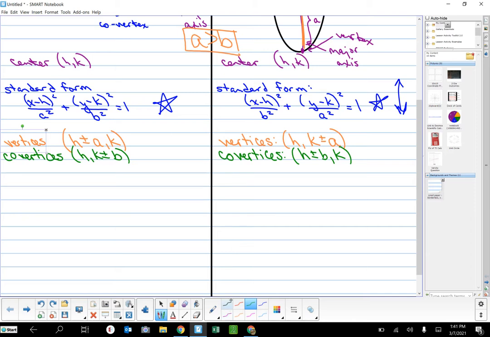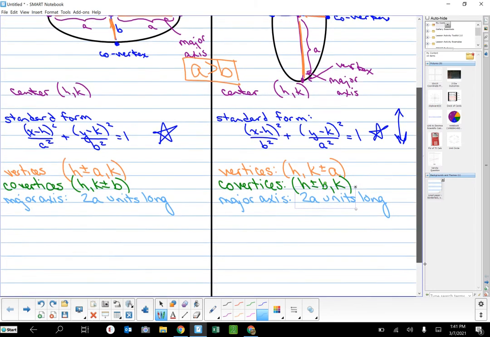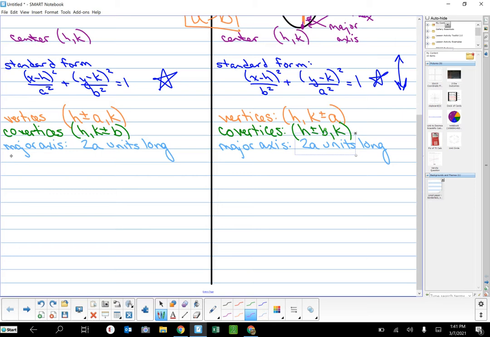Okay, the major axis is 2a units long. Same thing for this guy, no difference. The minor axis: the major axis, we talked about that being the long one. The minor axis is the short one in the picture. That's 2b units long.